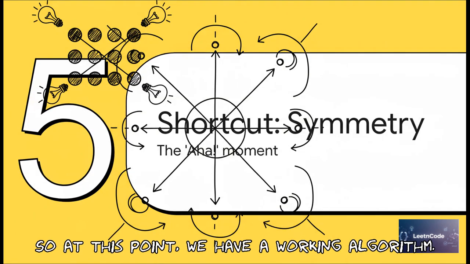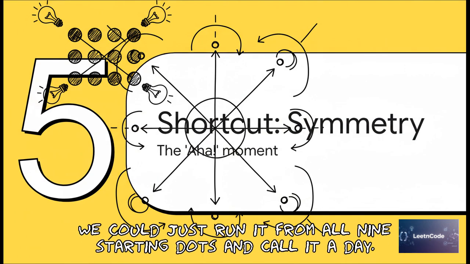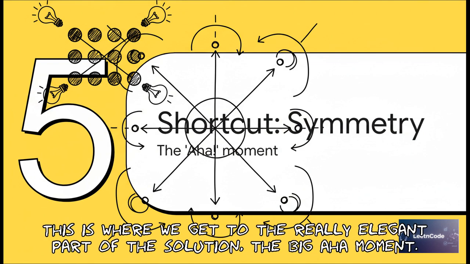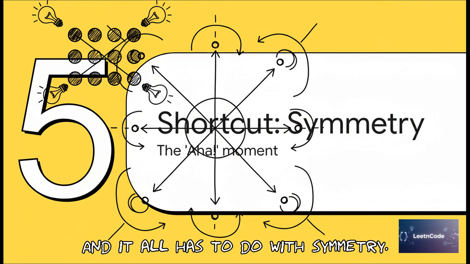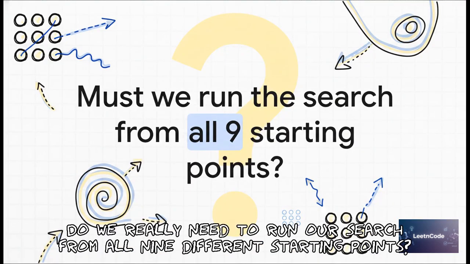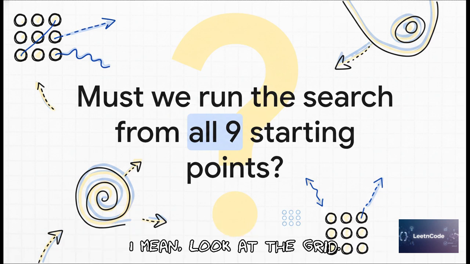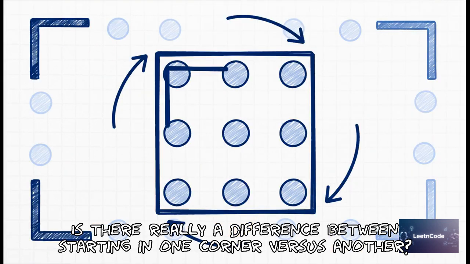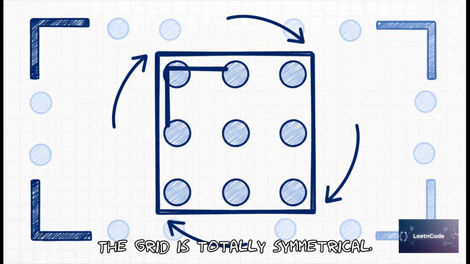So at this point, we have a working algorithm. We could just run it from all 9 starting dots and call it a day, but that's not very efficient, is it? This is where we get to the really elegant part of the solution, the big aha moment, and it all has to do with symmetry. Seriously, think about it for a second. Do we really need to run our search from all 9 different starting points? I mean, look at the grid. Is there really a difference between starting in one corner versus another? No way! The grid is totally symmetrical.